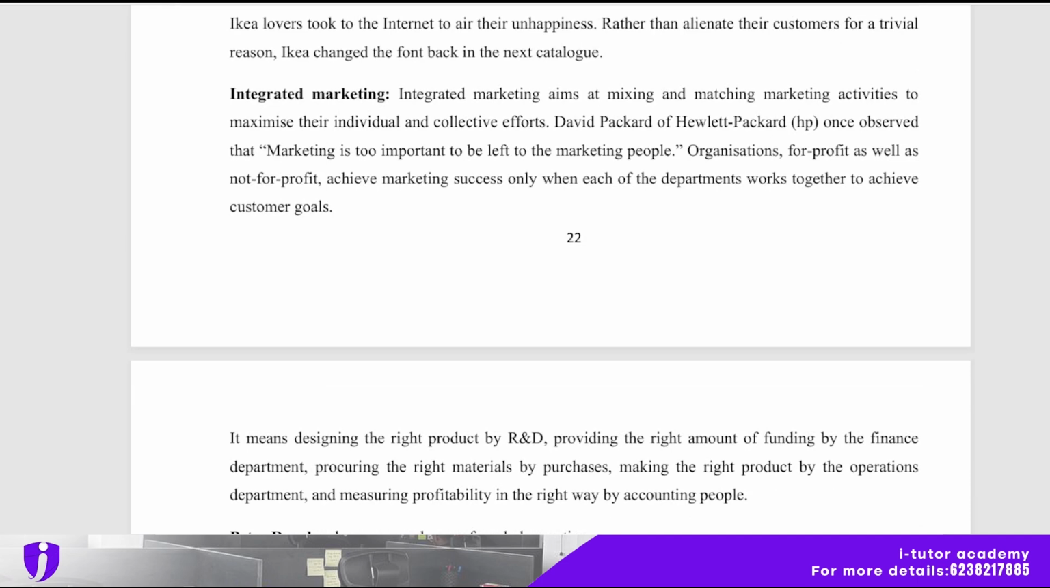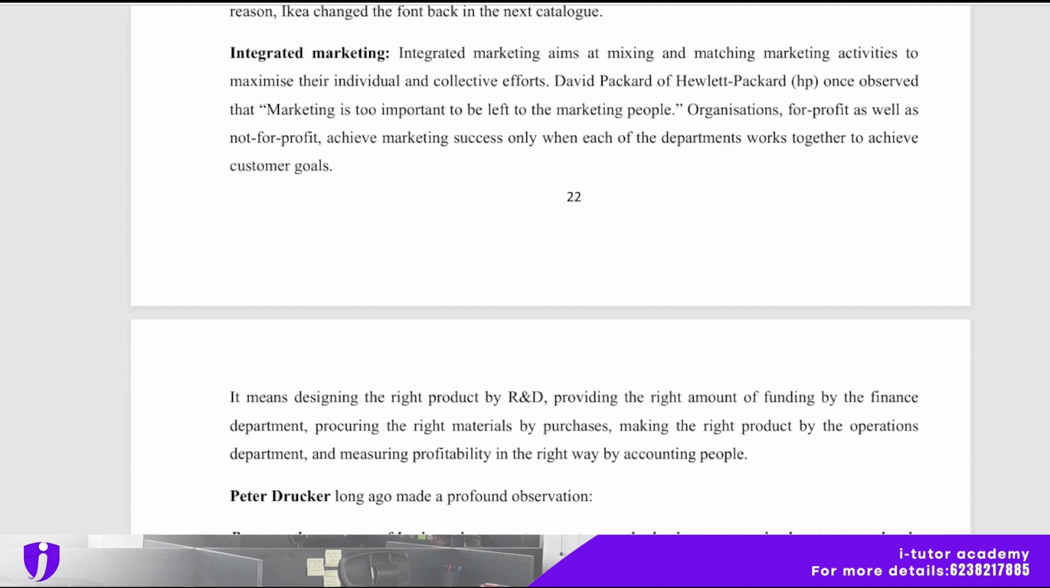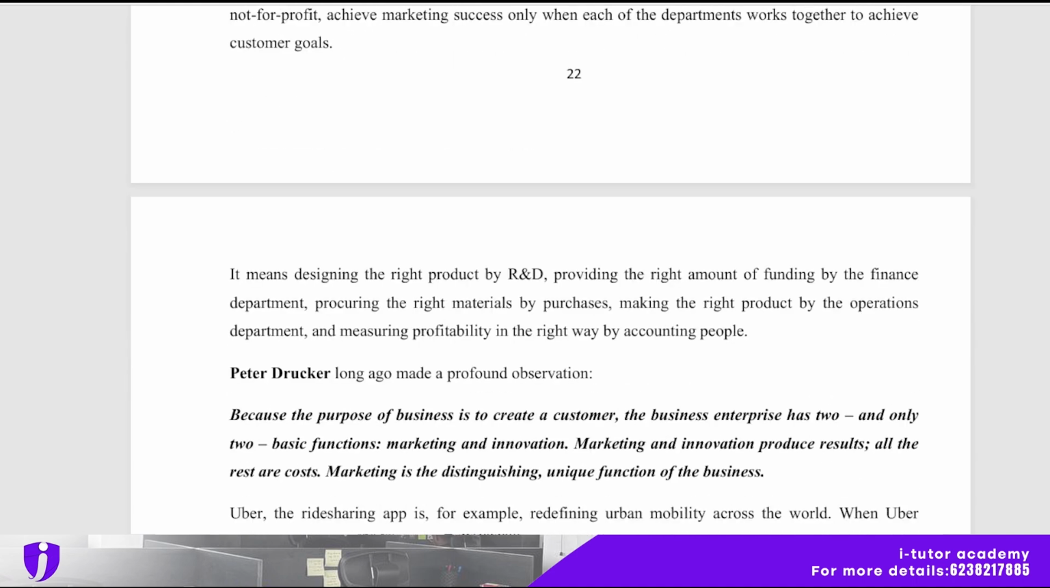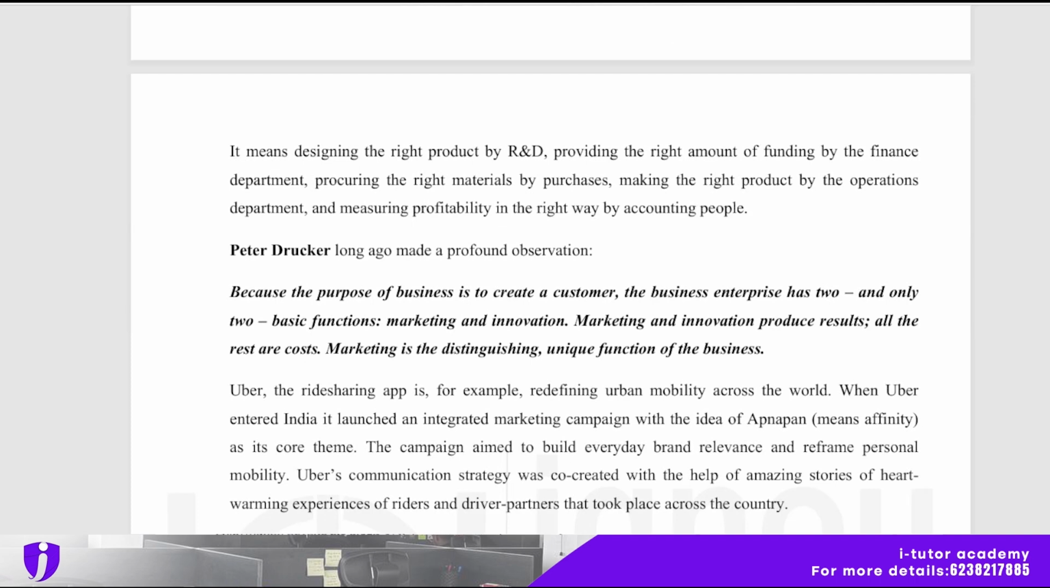And next is integrated marketing. Integrated marketing aims at mixing and matching marketing activities to maximize their individual and collective effect. David Packard of Hewlett once observed that marketing is too important to be left to the marketing people. Organizations, for profit as well as non-profit, achieve marketing success only when each of the departments works together to achieve customer goals.